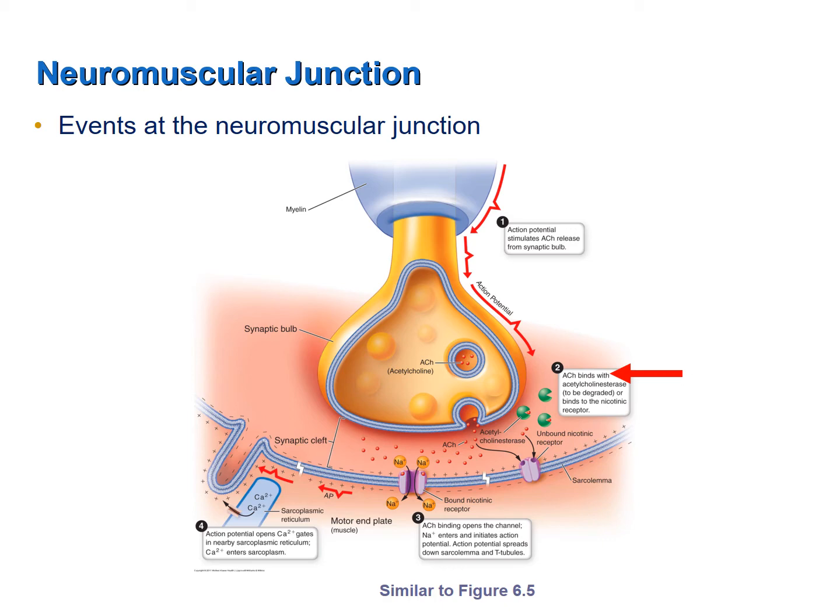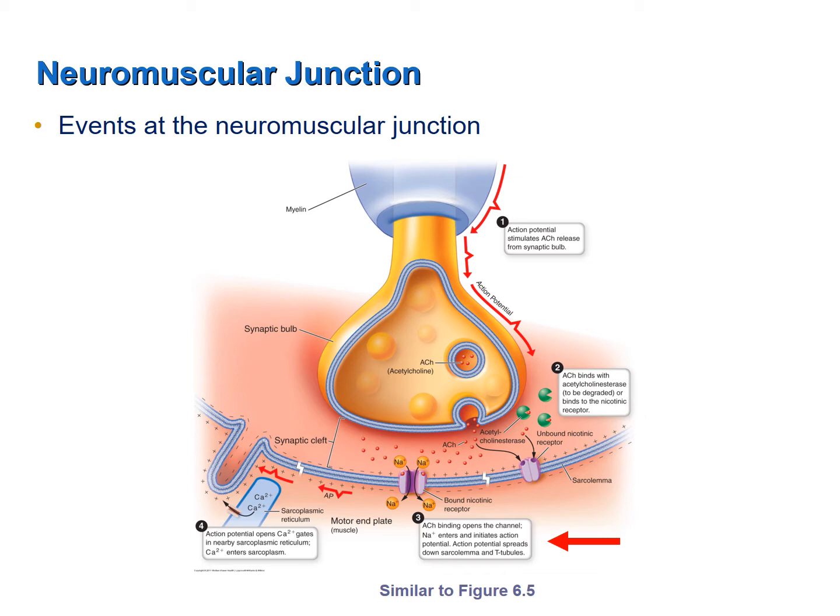Now, some of that acetylcholine is going to be degraded by an enzyme called acetylcholinesterase, but some of that acetylcholine will bind receptors on the plasma membrane of the skeletal muscle fibers. When that acetylcholine binds to those receptors, it causes sodium channels to open. As those sodium channels open, sodium moves into the cell and causes a depolarization that leads to the production of an action potential, basically by the same mechanism that we saw action potentials produced in a neuron.